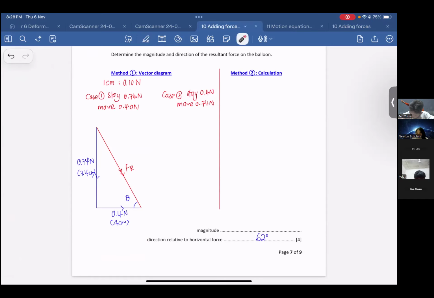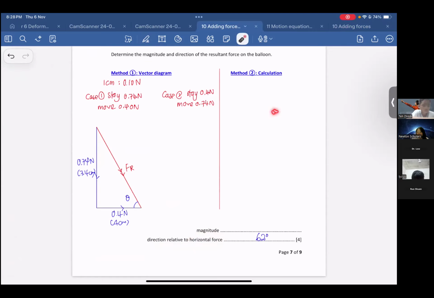If they say direction relative to the vertical force, that means they want this angle. It is always from the resultant to the force they want. So boys and girls, this is called drawing a vector diagram.